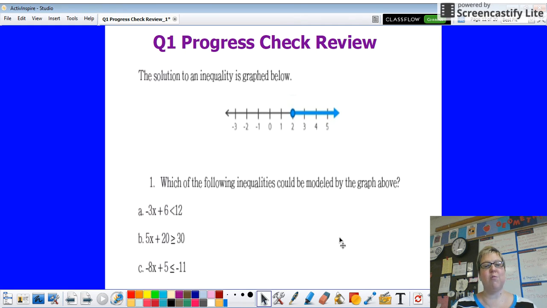Your answers for number 1 are as follows. It asked us to find an inequality that is graphed below. So all you need to do is look at A, B, and C and solve them for X so that you can see what your inequality looks like.